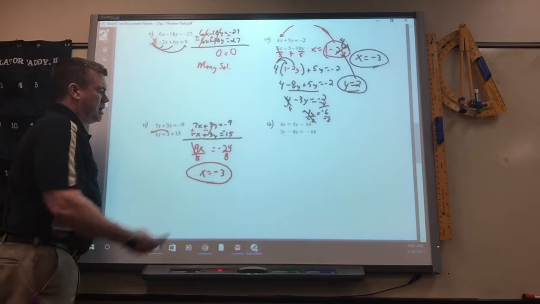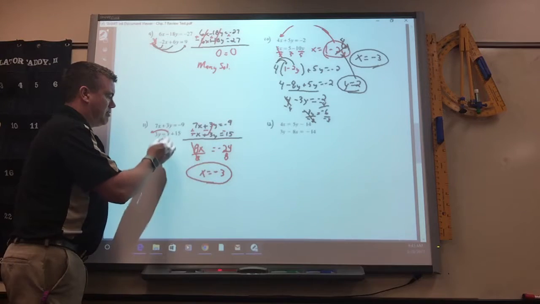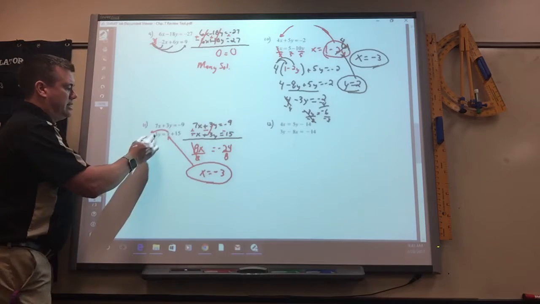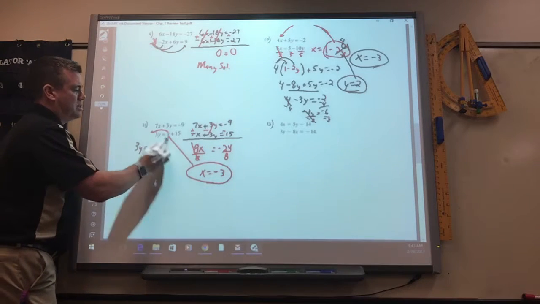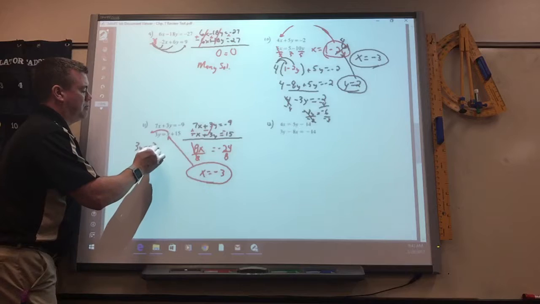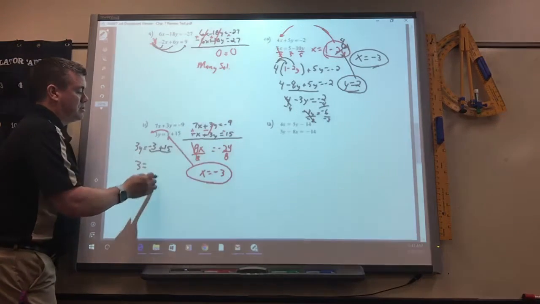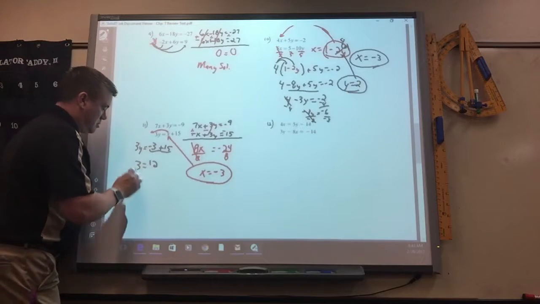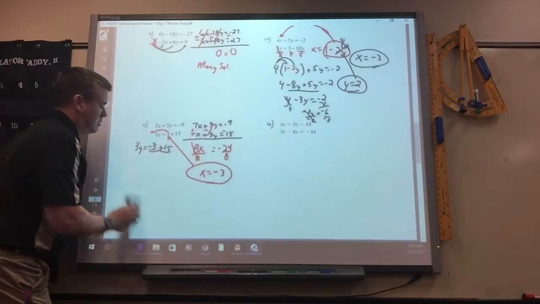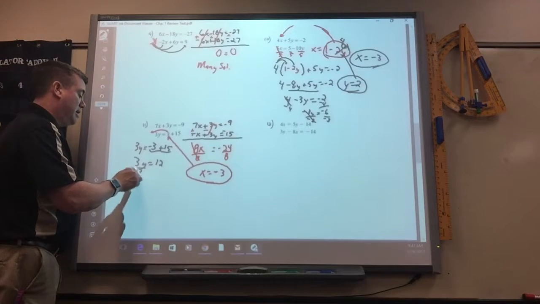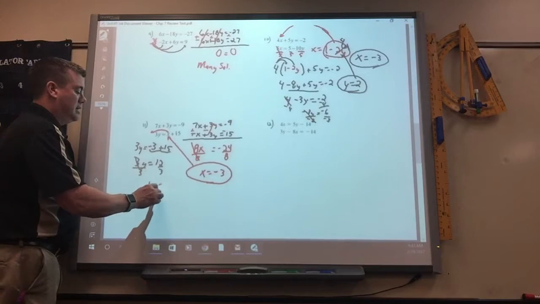So then you can plug it into any equation. If I put it right here, rewrite it, it'd be 3y equals x, which we figured out is negative 3. Negative 3 plus 15 is 12. Oops. So it'd be 3y equals 12. Divide by 3, and it is 4.